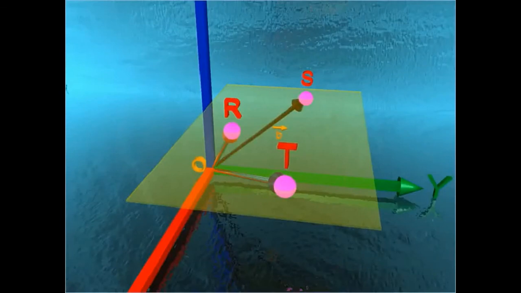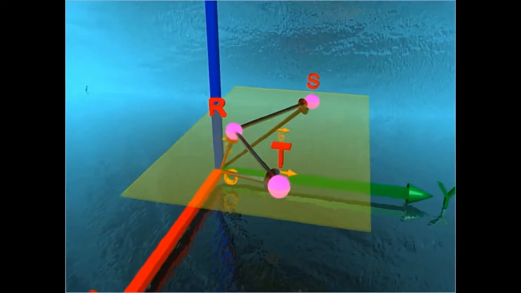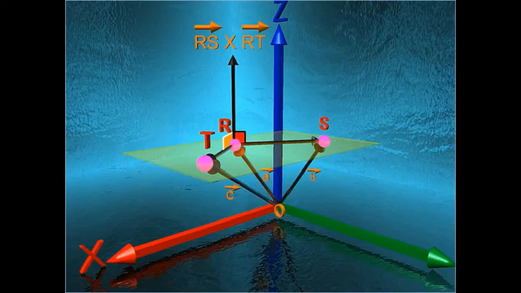Since you know points R, S and T lie on the plane, you also know that vectors RS and RT will also lie on the same plane. The vector representing the cross product of vectors RS and RT is perpendicular to the plane containing vectors RS and RT.